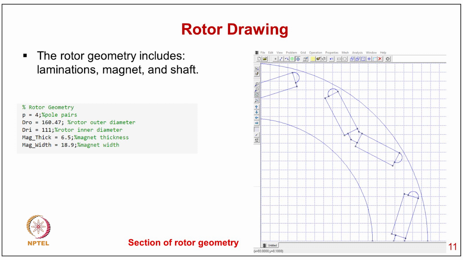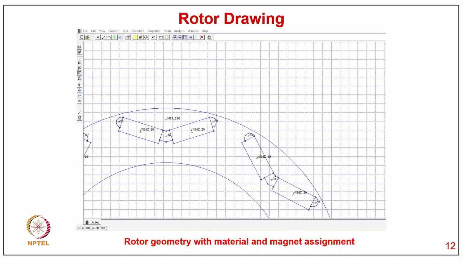The rotor geometry includes the laminations, magnet, and shaft with parameters like those you can see in the section of the rotor geometry, typically with the flux barrier and magnet: P equal to 4, DRO equal to 160.47, DRI 111, magnet thickness 6.5 and magnet width 18.9. And this is the rotor geometry with material and magnet alignment.